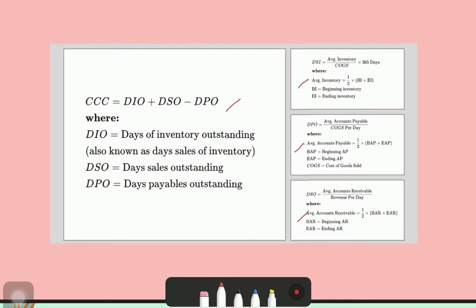If the CCC is a positive number, you do not want it to be too high. A positive CCC reflects how many days your business's working capital is tied up while you're waiting for your accounts receivable to be paid.